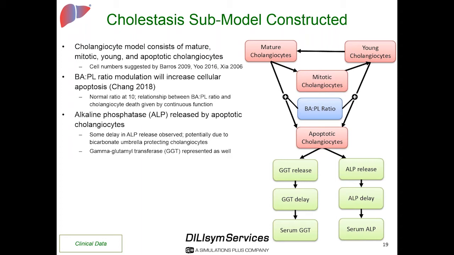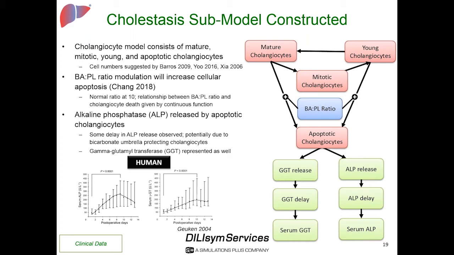So we've got GGT and serum alkaline phosphatase, and we've really based initially this relationship between cell death and the bile acid to phospholipid ratio on some human liver transplant patient data where the bile acid to phospholipid ratio has been measured and cholestatic biomarkers were measured. So it's an initial start at getting this relationship calibrated, and we'll be working on validating the model over time.